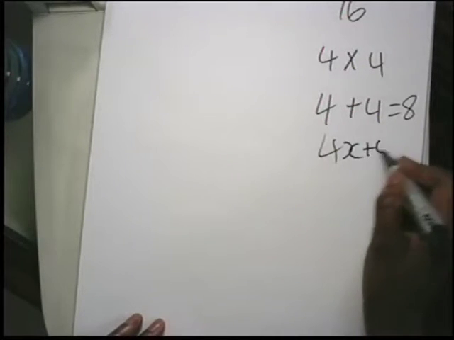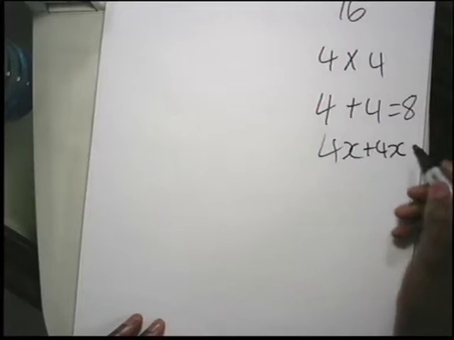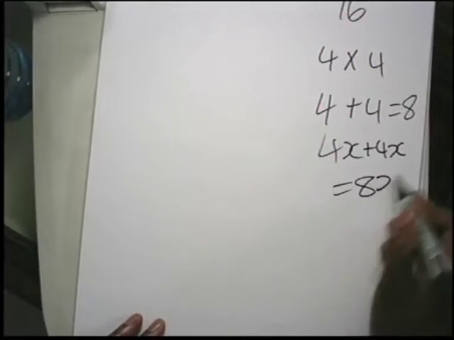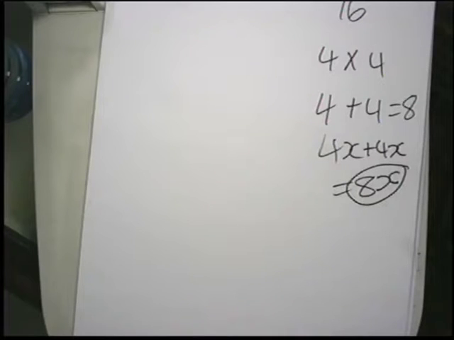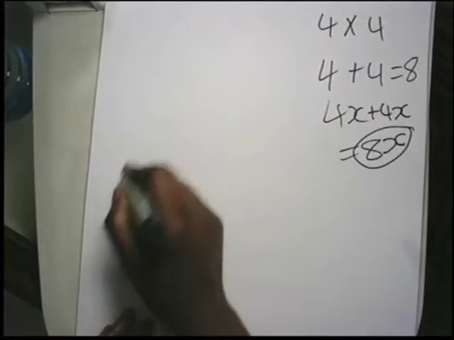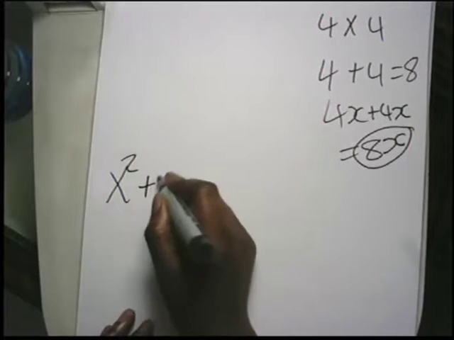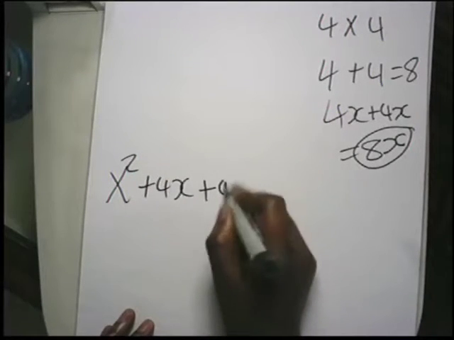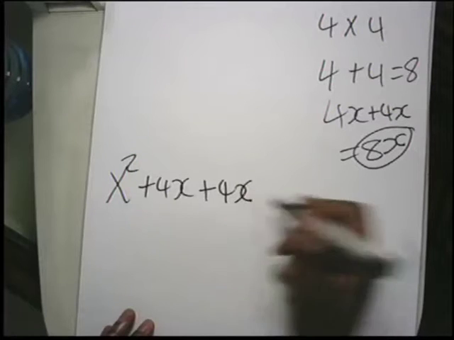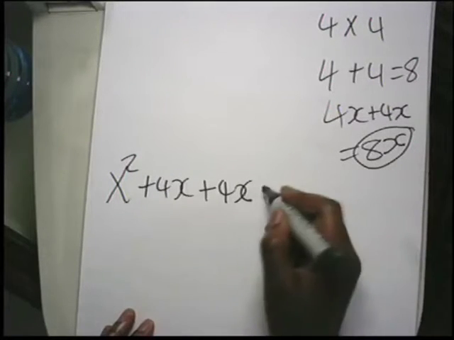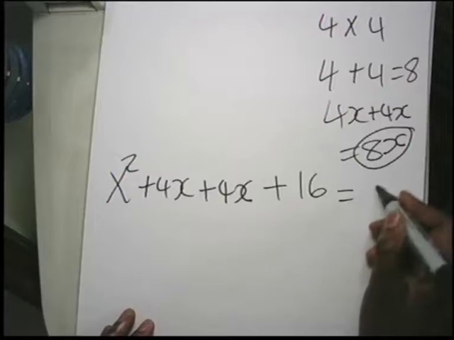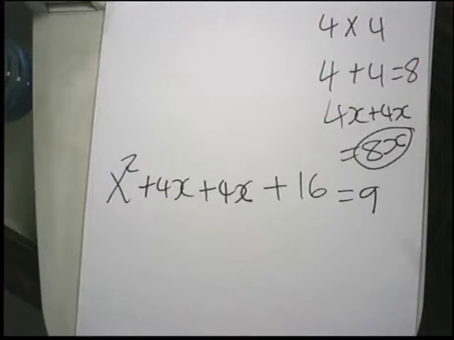4x plus 4x will give you what? It will give you 8x. Now, instead of writing 8x, we are going to put it in two parts in the equation. We are going to have 8x plus 4x plus 4x plus what? Plus 16, and that will give you what? It will give you 9.